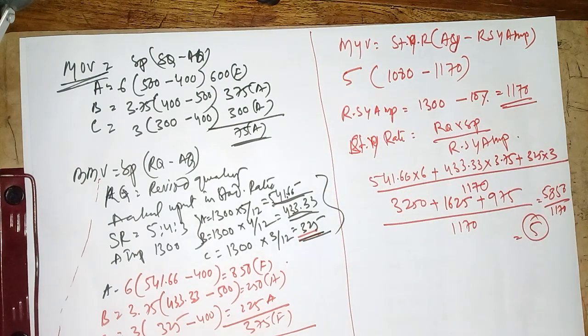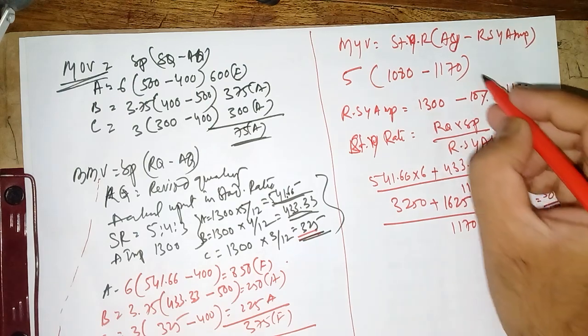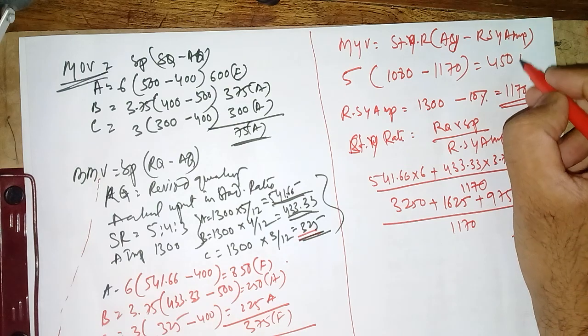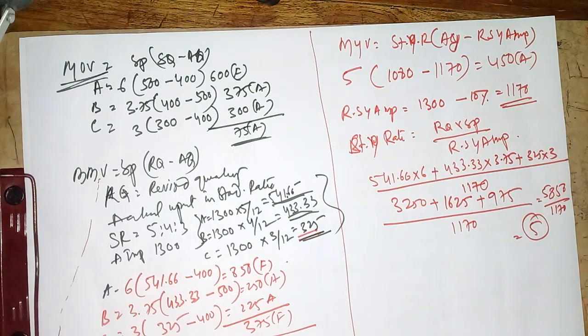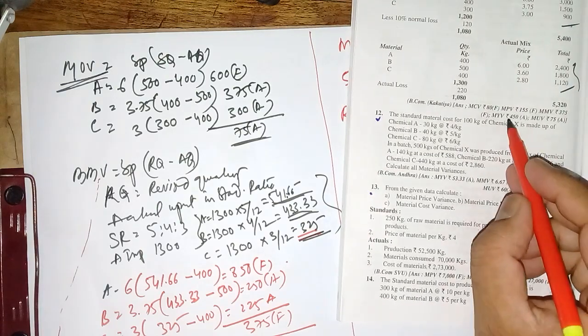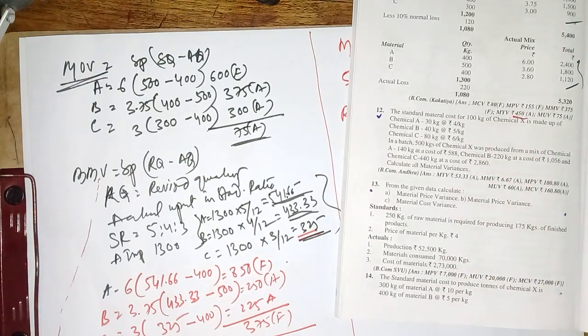Now apply the formula. 5 into, that is 1080 minus 1170 into 5 is equals to 450. That is A we are getting. So answer 450A, that is correct answer. So we got 450A. So like this we need to do this problem, right?